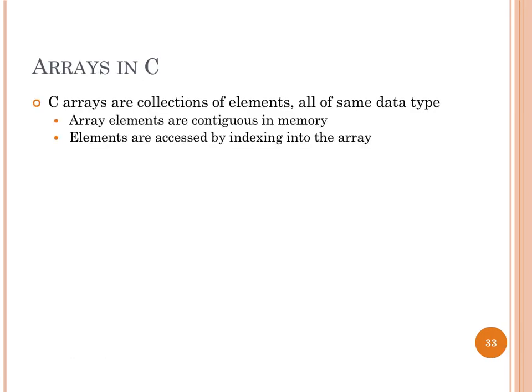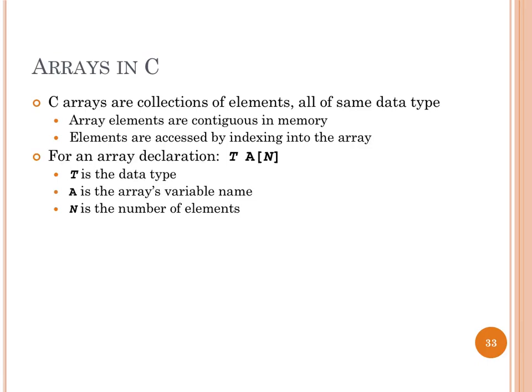The way that C defines arrays is that you have a contiguous sequence of values that are all the same type. If they're all the same type, then that means they all have the same memory layout and they all have the same size. So they're contiguous in memory and they can be accessed by indexing.